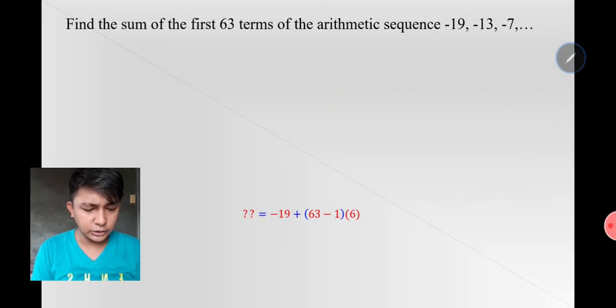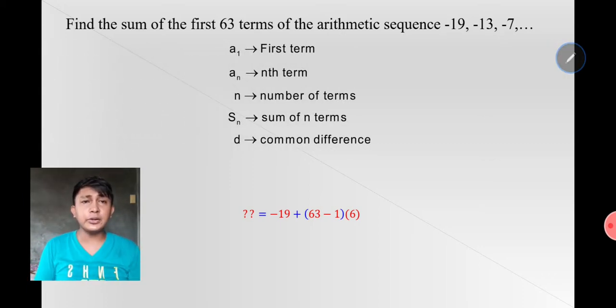Okay, next. What should we do next? Okay, so determine the data given. So the first term is negative 19. The nth term is still unknown. The number of terms is, find the sum of the first 63 terms. So there are 63 terms to be taken. The sum of the n terms is still unknown since yun nga ang hanapin natin. And the common difference is 6. Nakuha naman natin yung common difference, so we have 6.